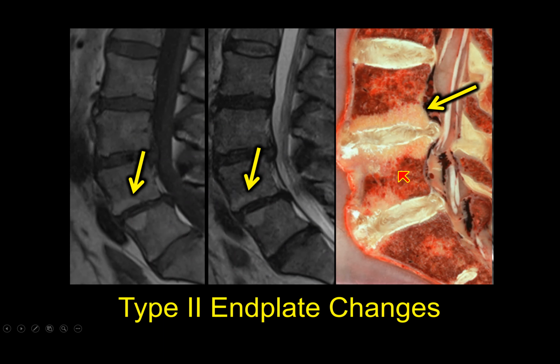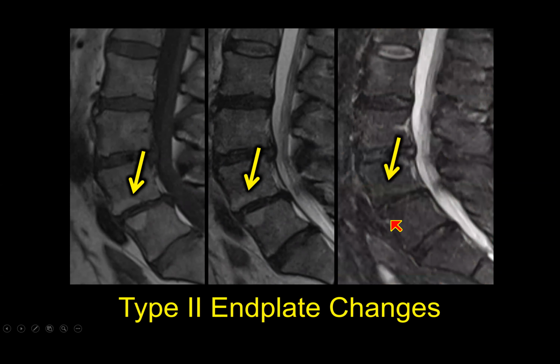So that's a good example of type 2 endplate changes, like fat, bright on T1 and T2. So if it's like fat, when we do the STIR, we expect it to suppress out, just like fat everywhere else. So these type 2 endplate changes you see, bright on T1, bright on T2, suppress out on the fat sat or STIR. So that's a good example of the type 2 changes.